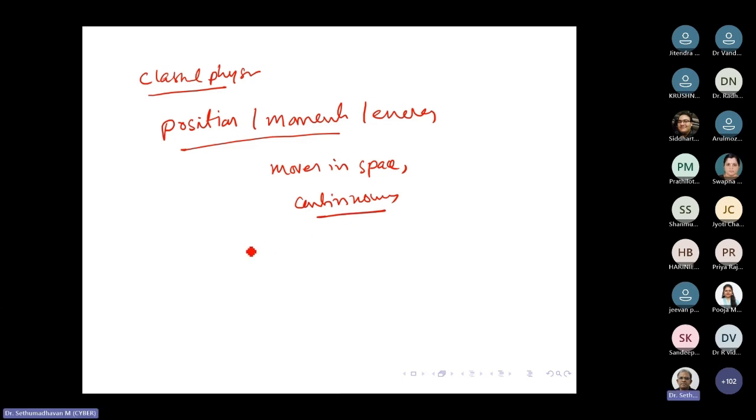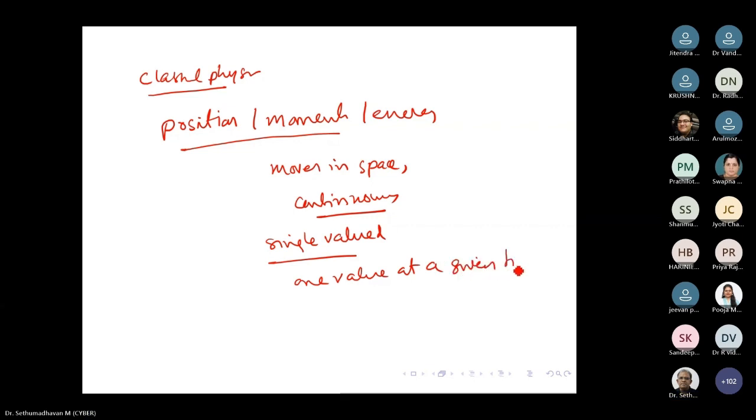And what are physical quantities? Generally, they are single valued. What does single valued mean? One value at a given time. And physical quantities are continuous. Continuous means they change smoothly.